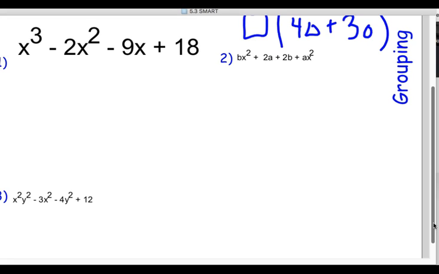Factor by grouping means just look at it in groups. So just looking at the first group, what can you take out of x cubed minus 2x squared? X squared. So I'm just looking at the first group and I'm taking out a greatest common factor. What's left of x cubed? What's left of minus 2x squared?